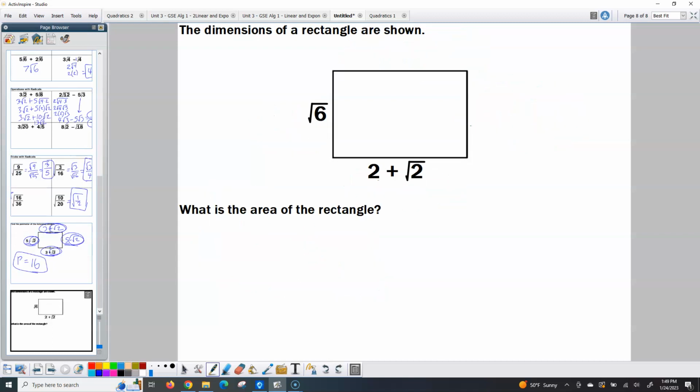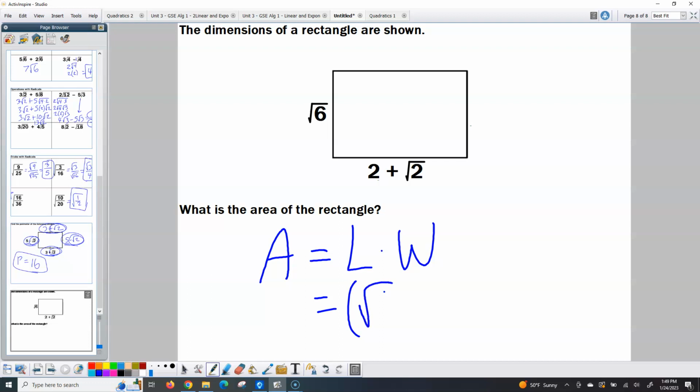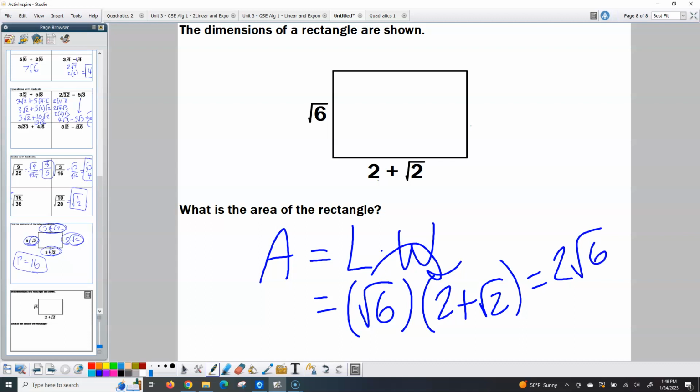If I want to find the area of a rectangle, I know that area is equal to length times width, or base times height. The length we could call square root of 6, and the width we'll call 2 plus square root of 2. If I see something like this, hopefully I can use my calculator and just multiply it. If I don't have a calculator, then I need to distribute. So square root of 6 times 2 is 2 square root of 6, plus square root of 6 times square root of 2, that's square root of 12, I think, inside times inside. And then I would need to simplify this over here on the right side.